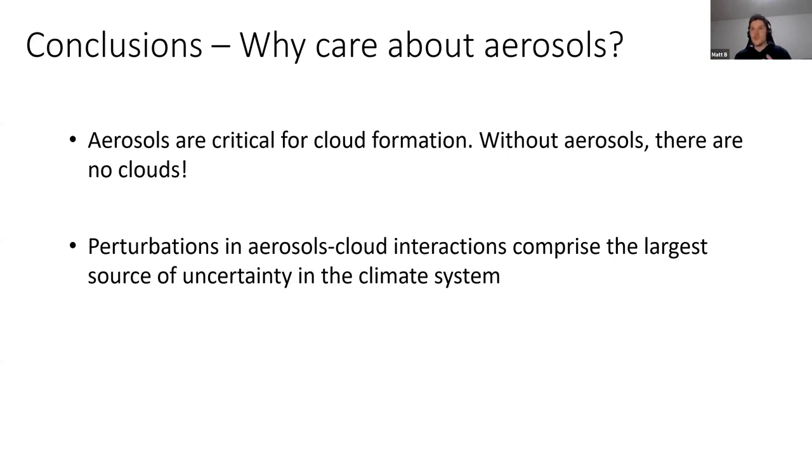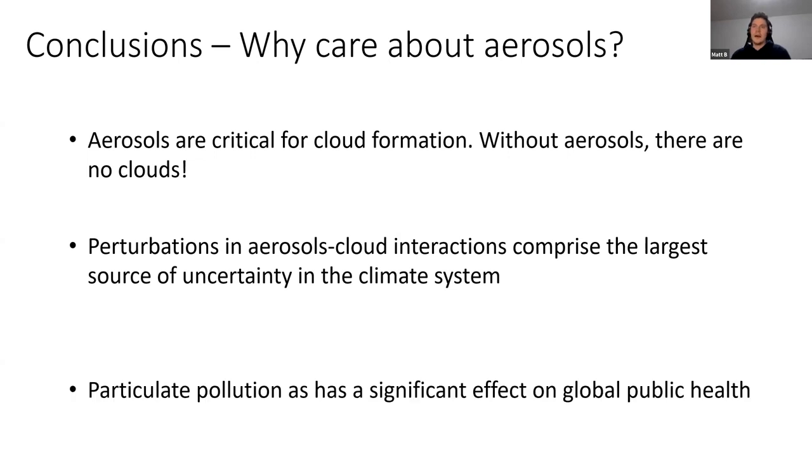And when you perturb this aerosol cloud interaction system in the atmosphere, we have changes to the radiative balance. And these changes are currently the largest source of uncertainty in our climate system. This is the big question right now that we're trying to track down in order to understand how climate can change in the future with less uncertainty. And like I mentioned previously too, particulate pollution is also a significant global health problem, and it doesn't get a lot of attention, which is, I think, really surprising, but it does affect everyone on the planet.